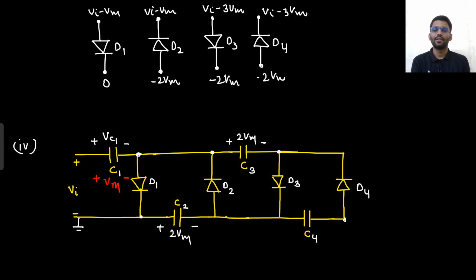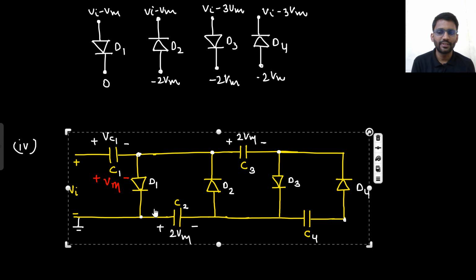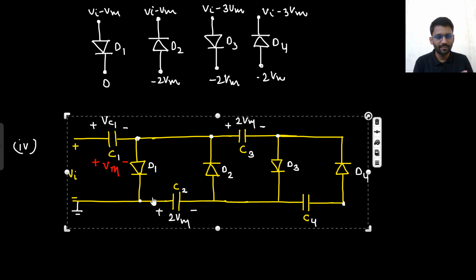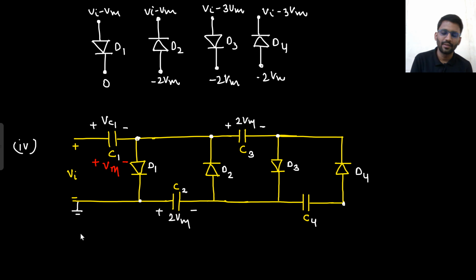Right? Yeah. Okay. Now what is happening? Vin equals minus Vm is coming. First we started with Vm, then minus Vm, then plus Vm, then again minus Vm. So Vin is equal to minus Vm.